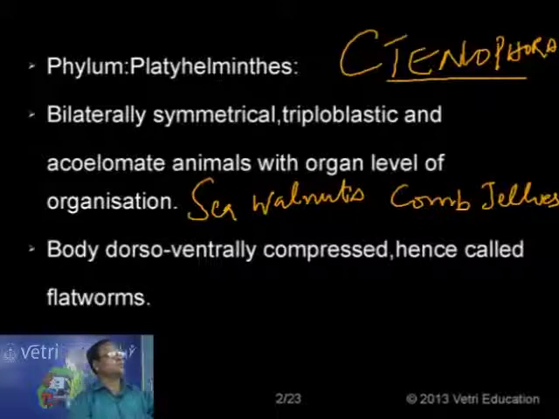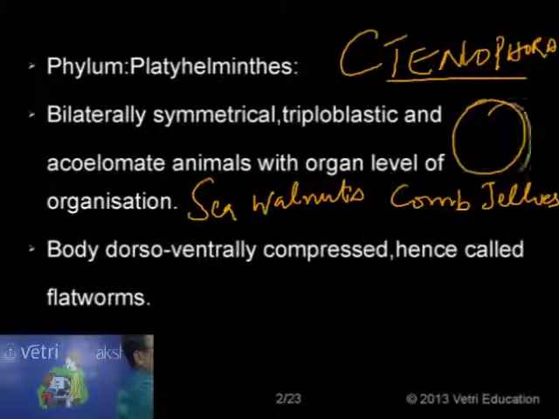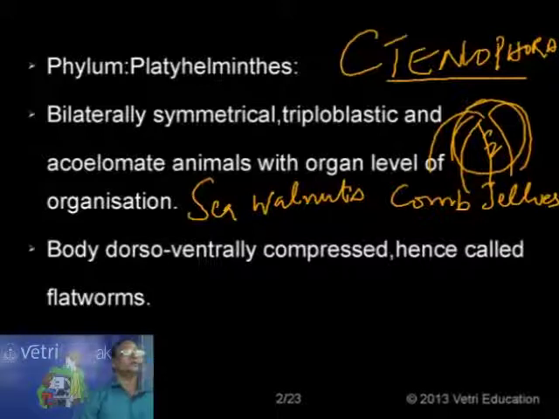So I will just give a few points for this one, which includes sea walnuts and comb jellies. In these animals, there are 8 ciliated plates on the surface of the body. If the animal is more or less spherical, the 8 ciliated plates are formed like this, and that is why they are called comb jellies. These animals are normally hermaphrodites. One peculiar character they exhibit is bioluminescence.